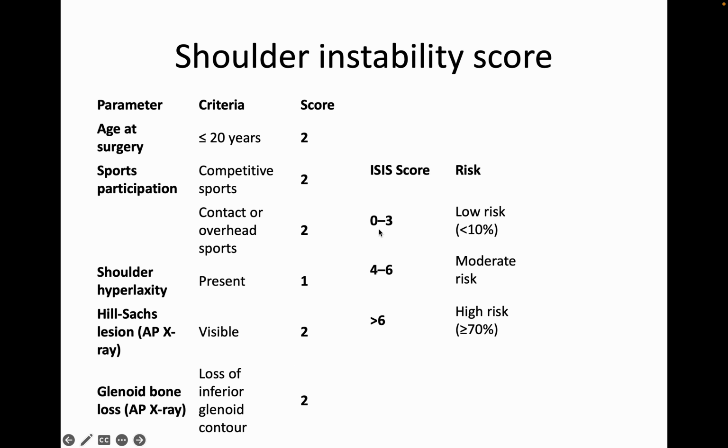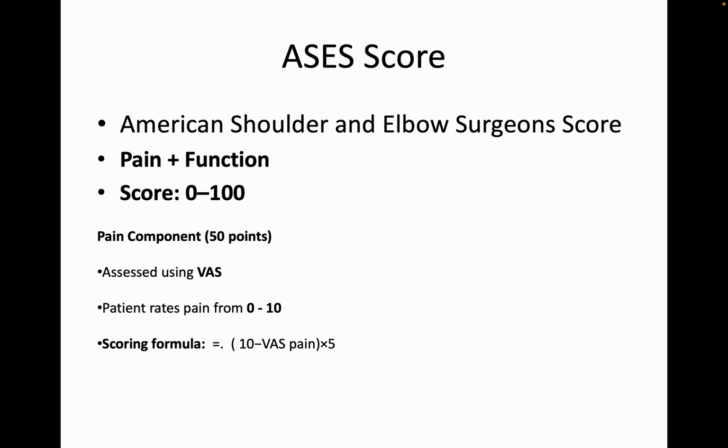So again, if the total score is more than 6, then the patient has a very high risk of recurrent dislocation, and some patients may opt for Latarjet surgery rather than Bankart if the score is higher and the risk of recurrence is very high even after Bankart repair. Let's see the next score we have.